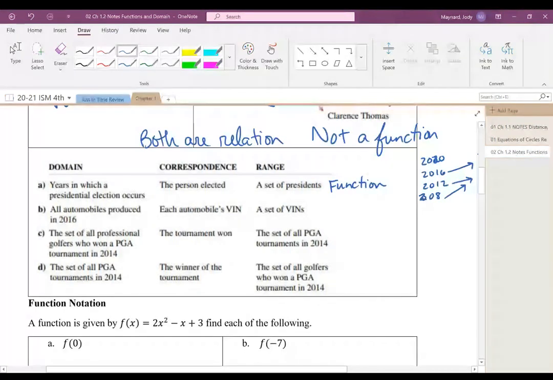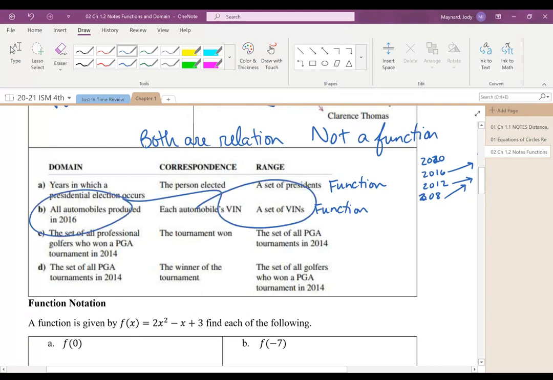So the next one is all automobiles produced in 2016. Each automobile's VIN number is in a set of VIN numbers. Now, if you don't know what a VIN number is, a VIN number is called a vehicle identification number, and each vehicle has a distinct VIN number. So since every automobile has a different VIN number, there's no way one automobile can have two different VIN numbers. So this tells me this is a function, right? So if one of these can have two of these, that means it's not a function. If one of these can only have one of these, function.